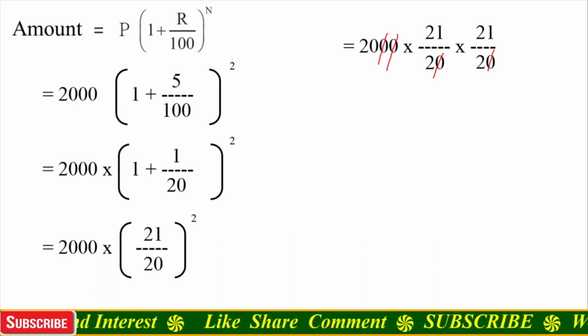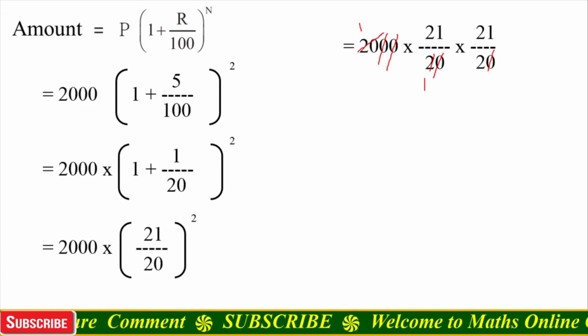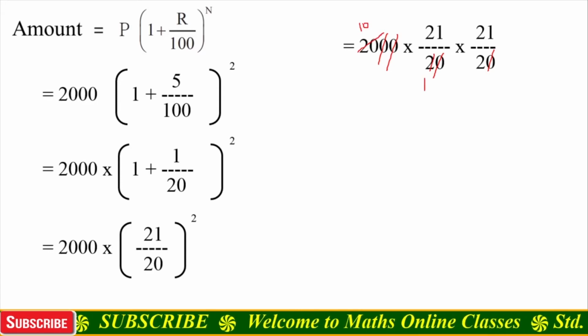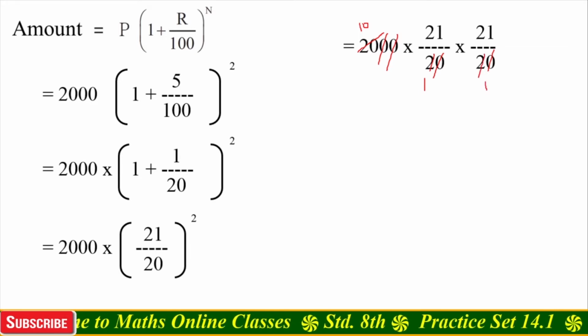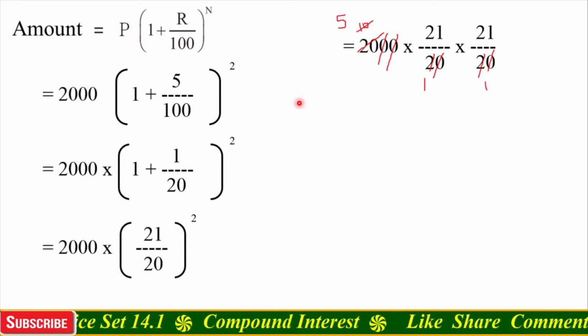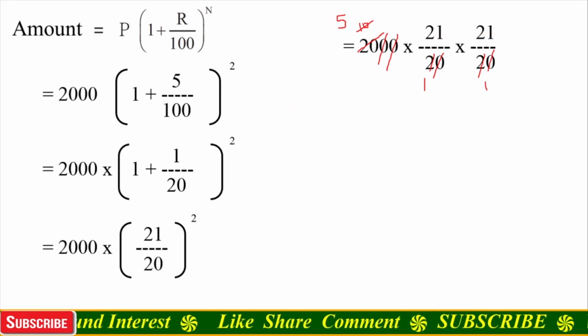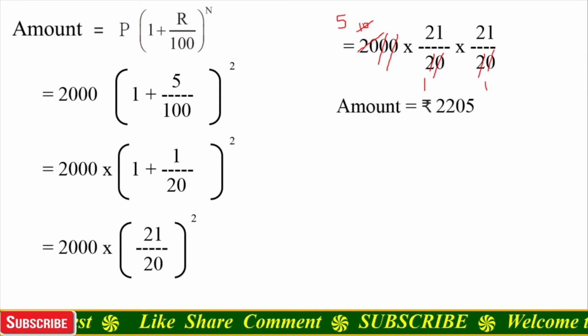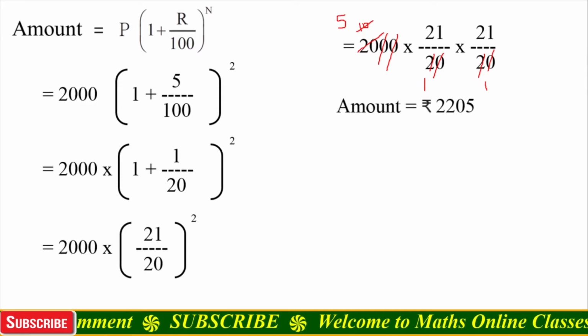Here we have 2. We will divide this 20 by this 2. 2 ones are 2. 2 tens are 20. Again we will divide this 10 by this 2. 2 ones are 2. 2 fives are 10. We have 3 numbers left. 5, 21 and this 21. After multiplication, we get answer amount is equal to rupees 2205. First answer we got.